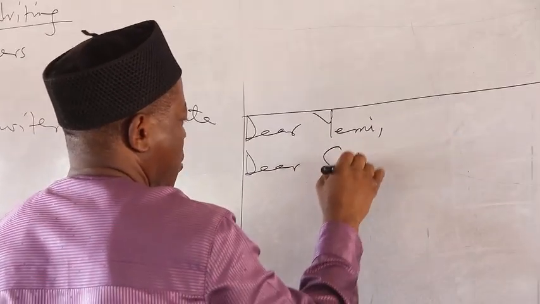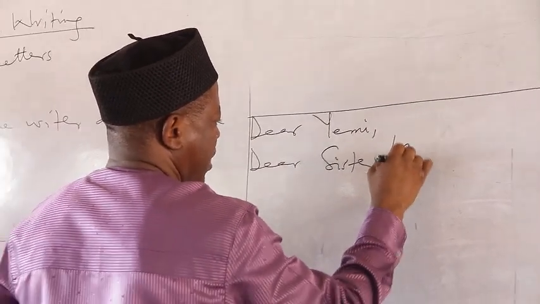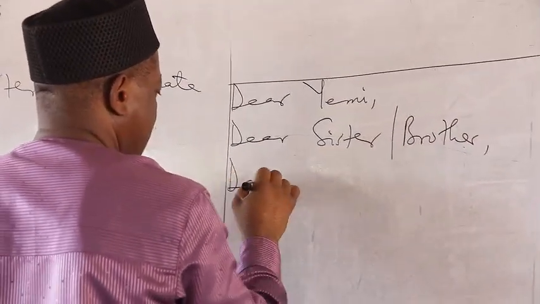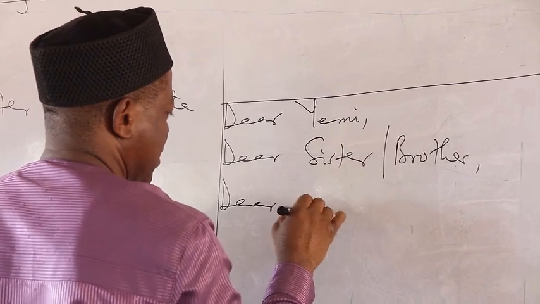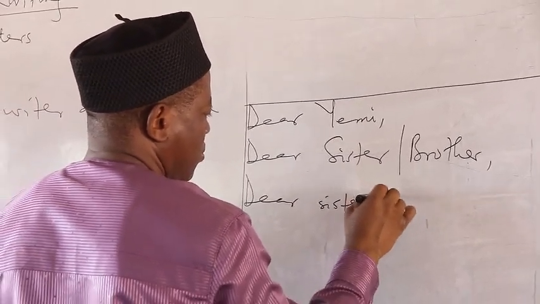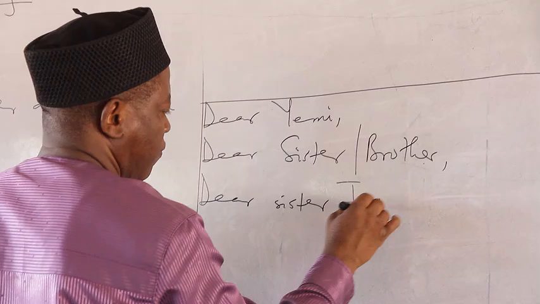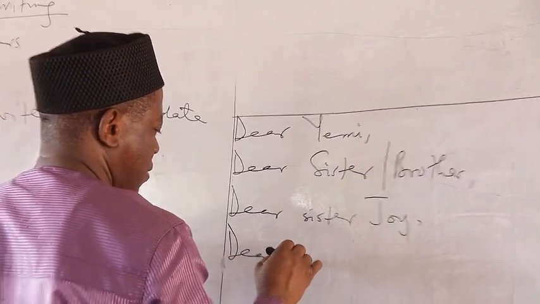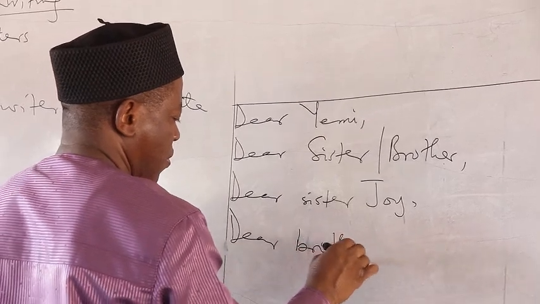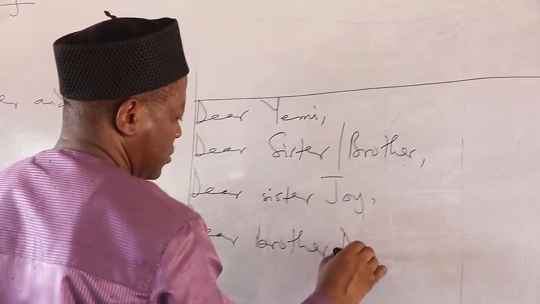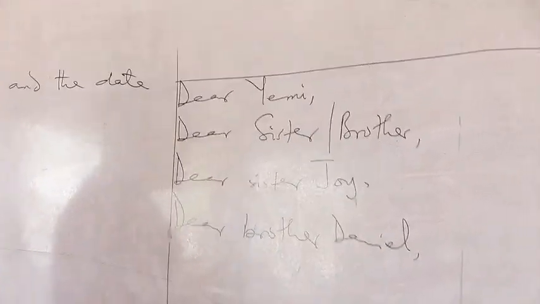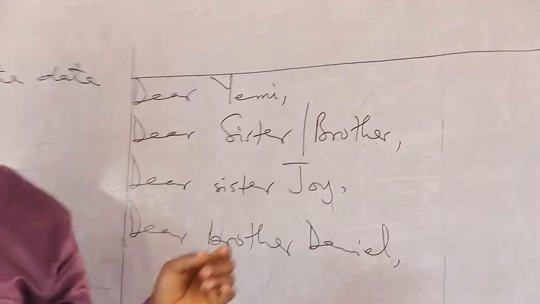Dear sister or brother, dear sister Joy, dear brother Daniel, etc., etc. Look up, there's something I'm trying to demonstrate here.